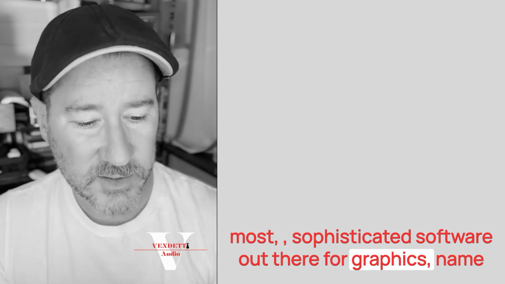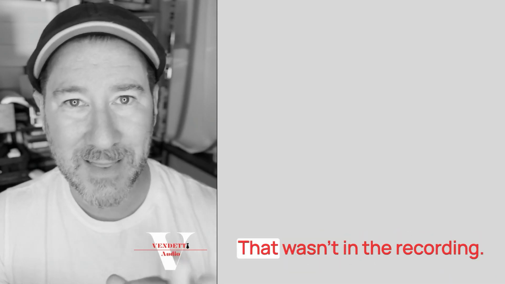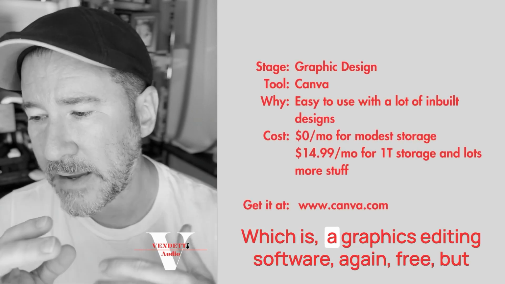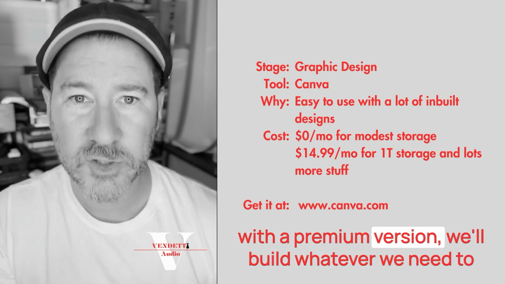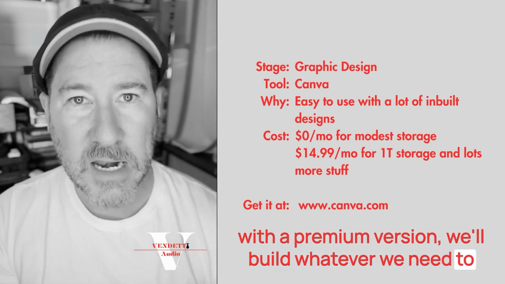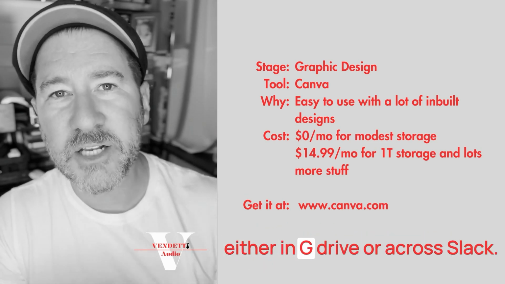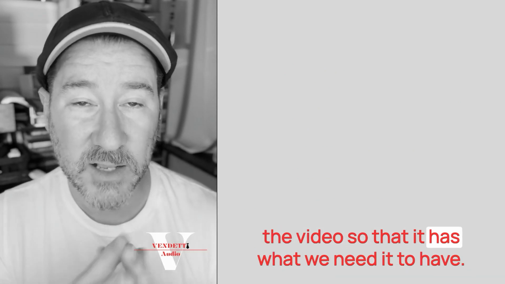For graphics, name chyrons, for anything that's going to appear on the screen that wasn't in the recording, we use Canva, which is a graphics editing software. Again, free, but with a premium version. We'll build whatever we need to build with a transparent background, transport it over either in G Drive or across Slack, and the editing team will then drop it into the video so that it has what we need it to have.